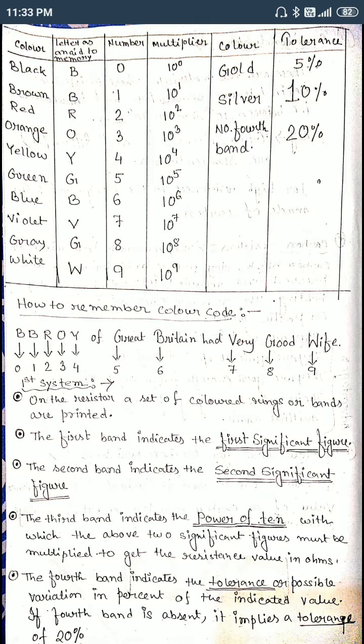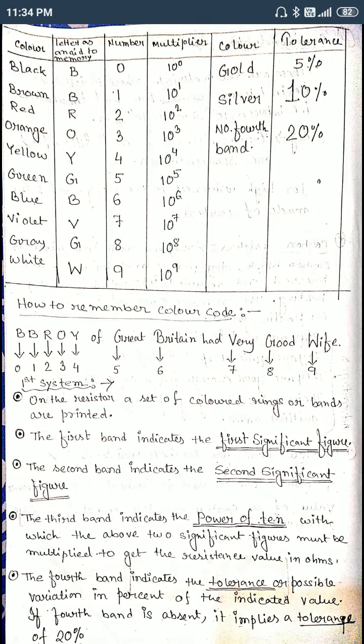So how to remember that? What are the colors? Black, brown, red, orange, yellow, green, blue, violet, gray, white. Whatever resistor you have, the colors of its rings lie in between these colors. So B, B, B: black, brown, blue. The first B is black, and that number is 0. Brown is 1. After that 2, 3, 4, 5, 6 up to 9.